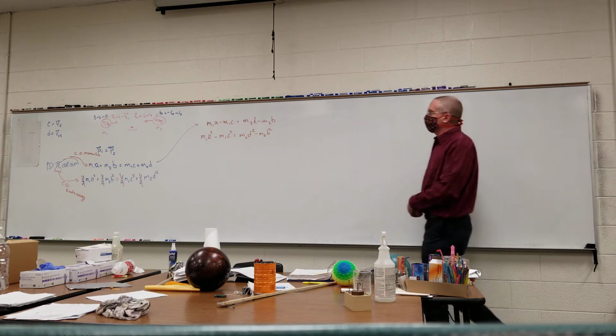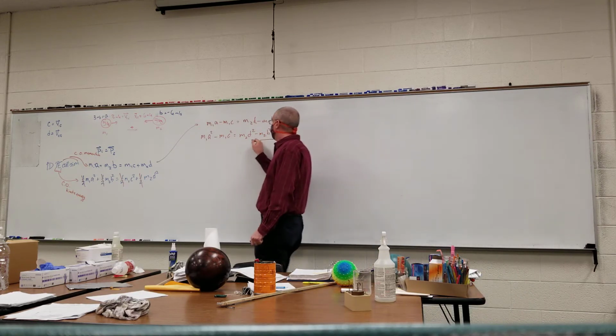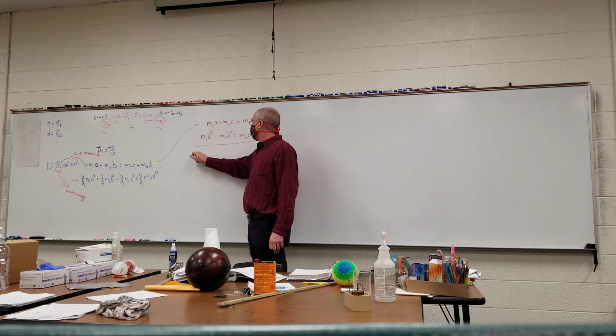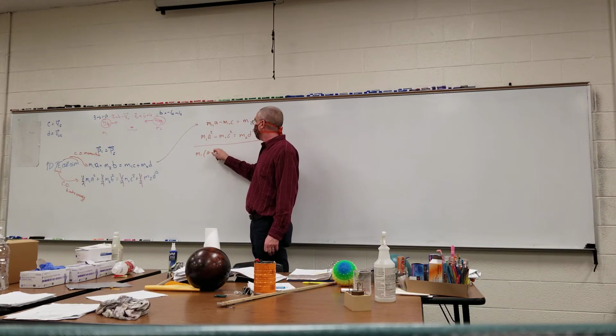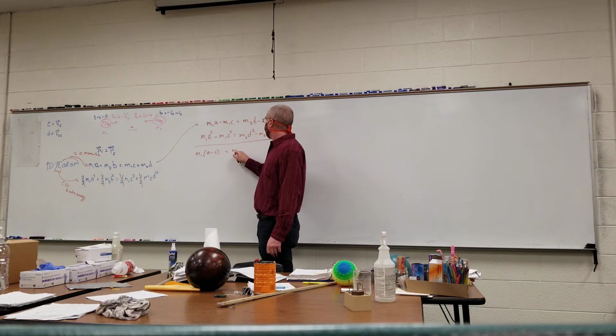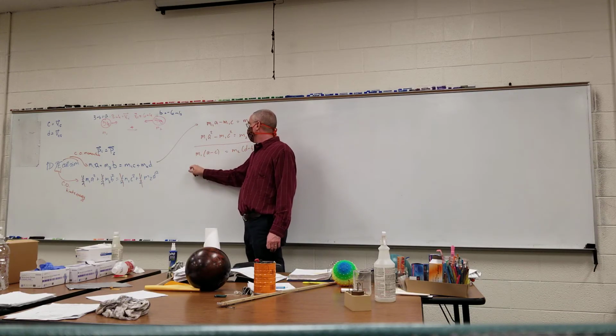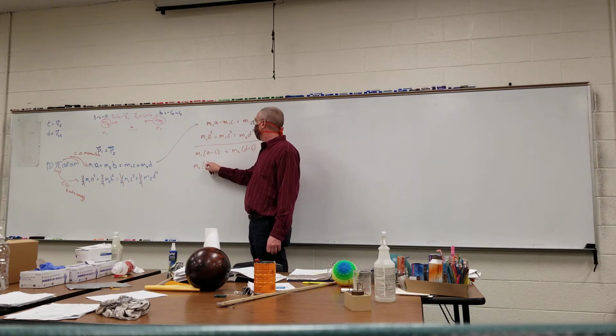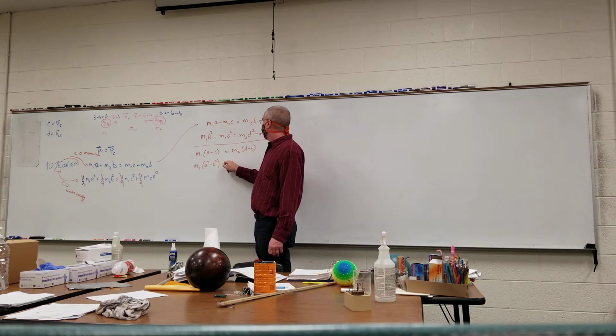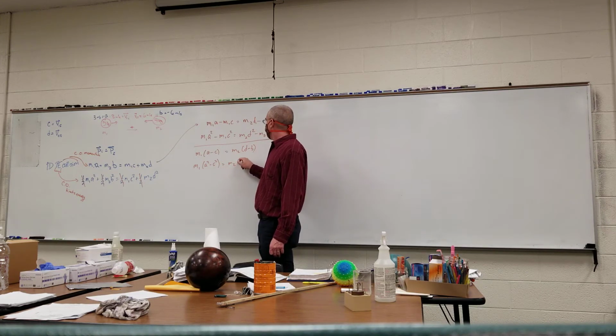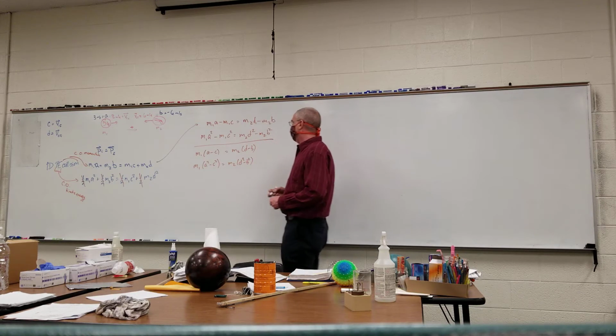Now let's do some factoring. We can factor M1 out of the left-hand side in both equations. So I have M1(A minus C) is equal to M2(D minus B). And for the second equation, I have M1(A squared minus C squared) is equal to M2(D squared minus B squared).